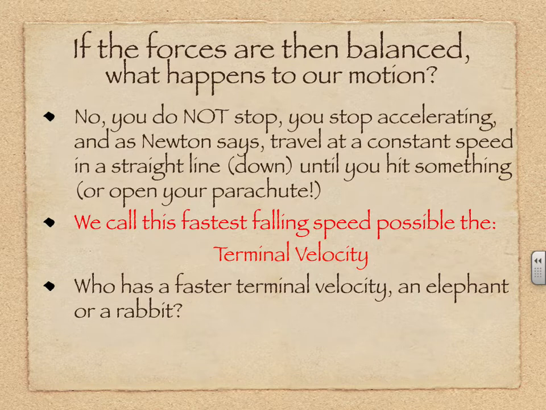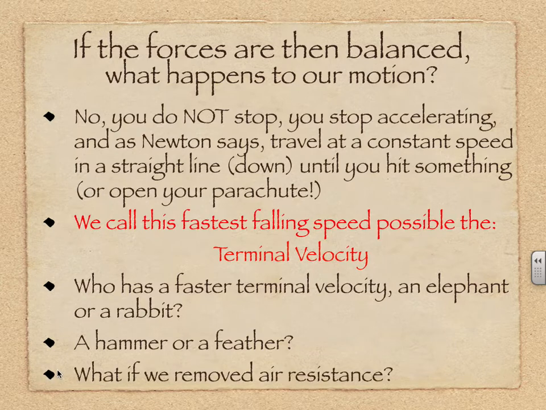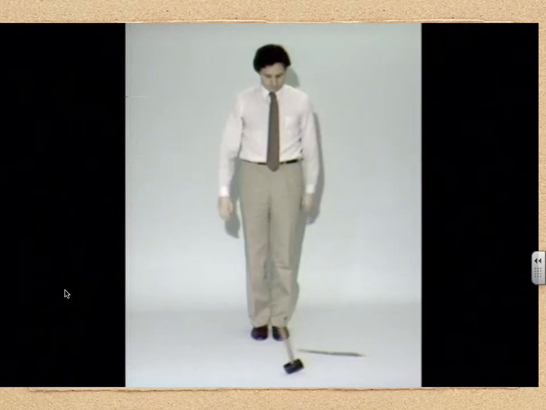Who has a faster terminal velocity, an elephant or a rabbit? Clearly, the elephant would hit the ground before the rabbit would, because the rabbit doesn't have to fall near as fast before he bounces out. How about if we drop a hammer or a feather? The hammer should win. But what if we took out all the air? They'll be the same. They should be the same. Here's an exciting video of a hammer and a feather being dropped. What do you know? The hammer won.